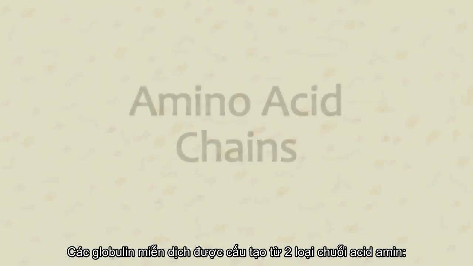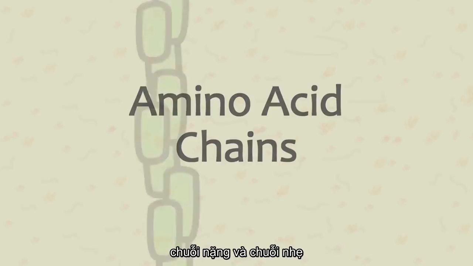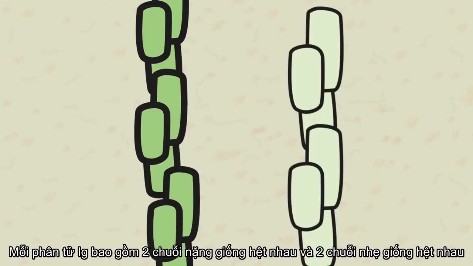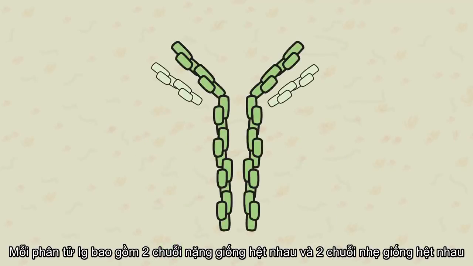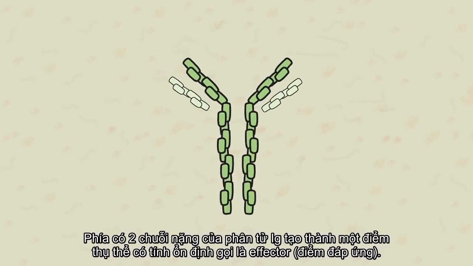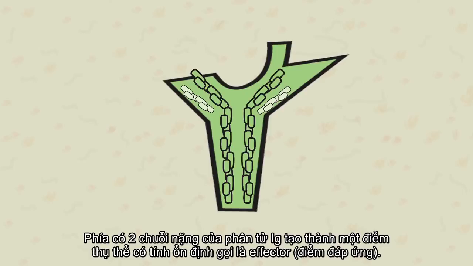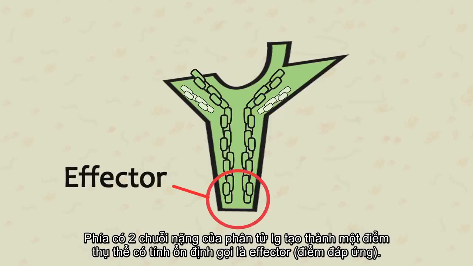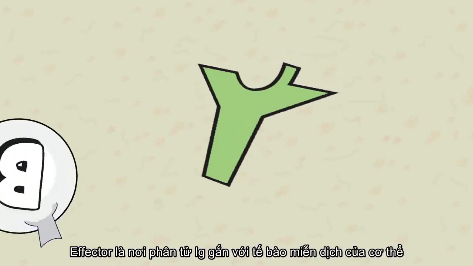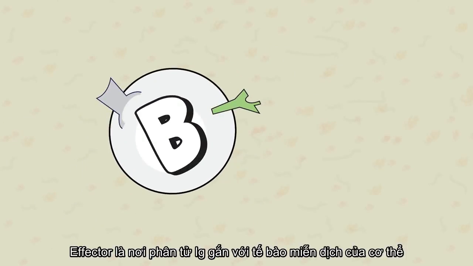Immunoglobulins are constructed from two types of amino acid chains, heavy chains and light chains. Ig molecules contain two identical strands of heavy chains and two identical strands of light chains. The side of the Ig that has two heavy chains forms a stable non-variable receptor point called an effector. This effector is part of the Ig molecule that binds with our own immune system cells.